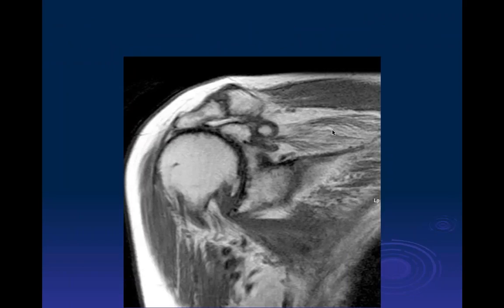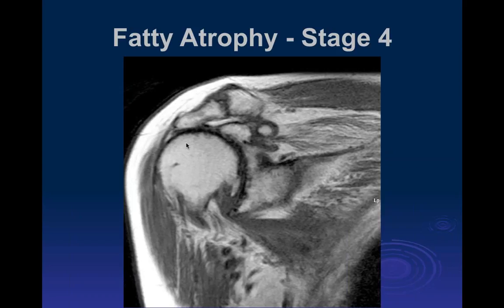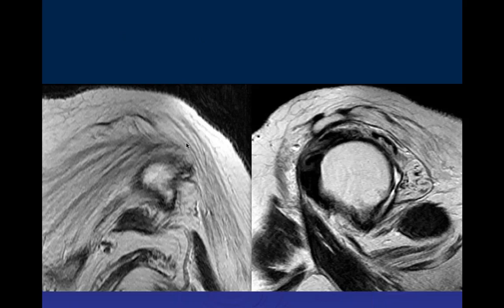Okay, so we've got a coronal image here. We're seeing quite a bit of fatty atrophy, I guess probably stage 4 of 4. And you can see tendon, bone on bone, some osteophyte formation here. So this is really a stage 4, not a good surgical candidate.